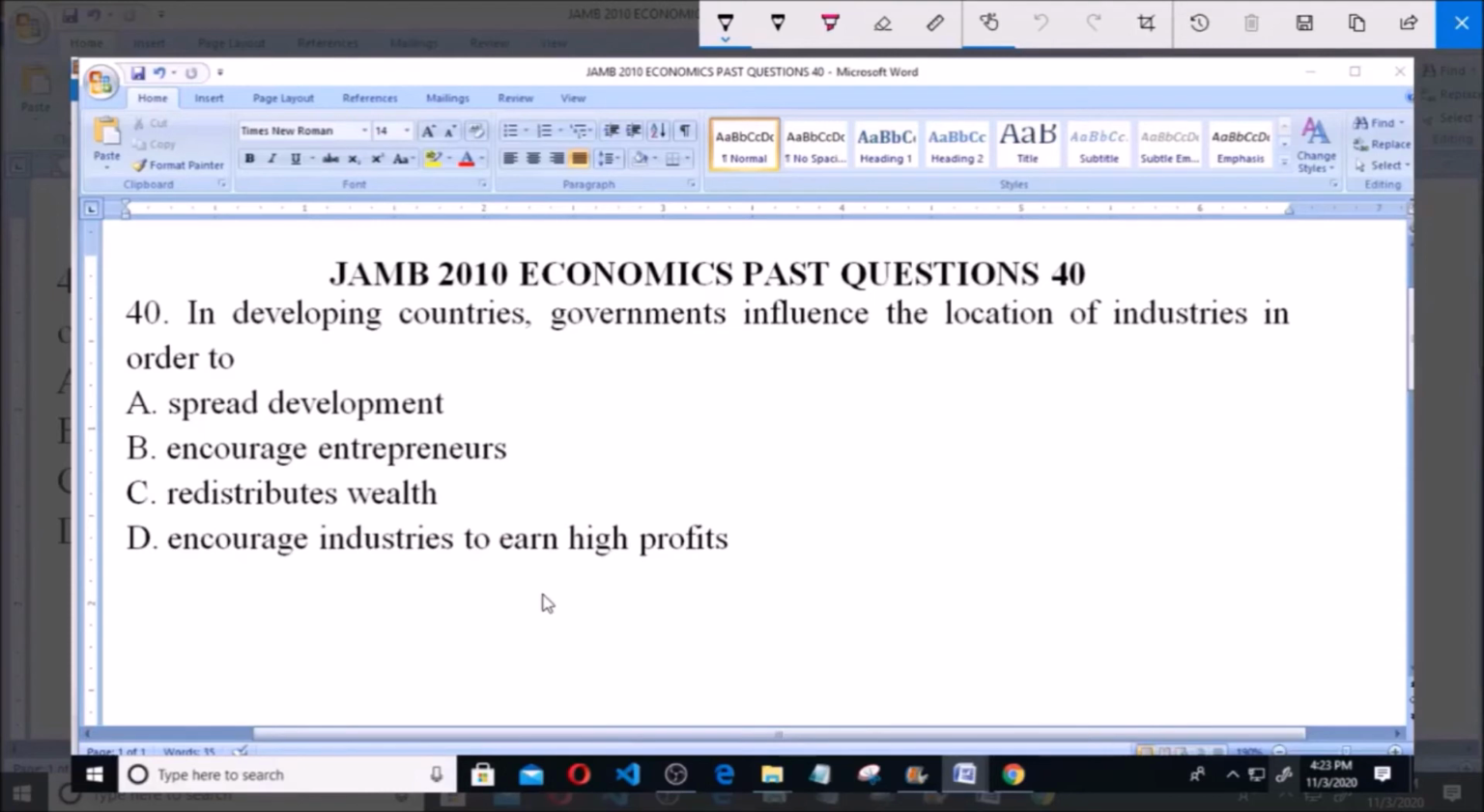Jamb 2010 Economics Past Question 40. In developing countries, governments influence the location of industries in order to, option A says in order to spread development. Option B says encourage entrepreneurs.